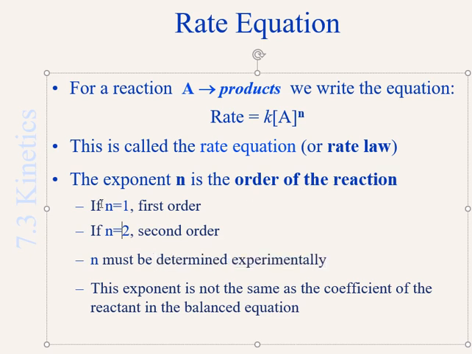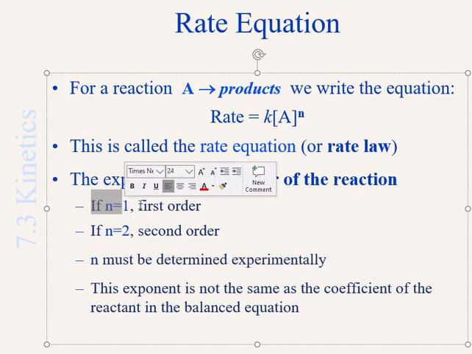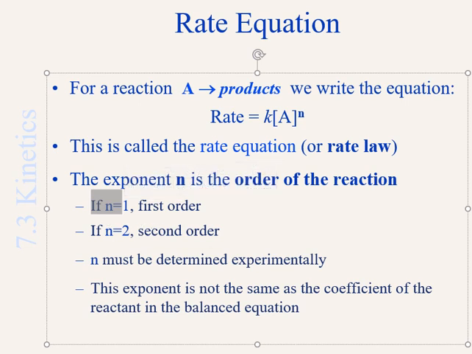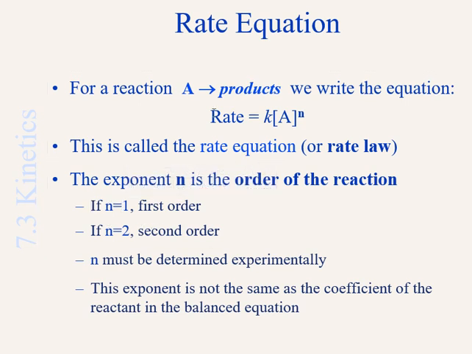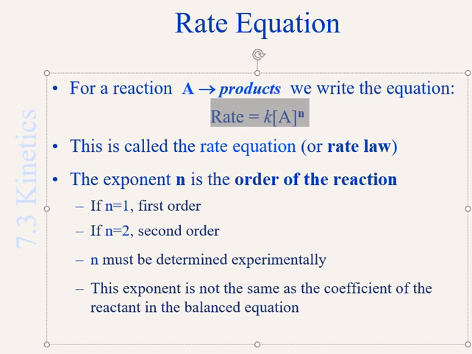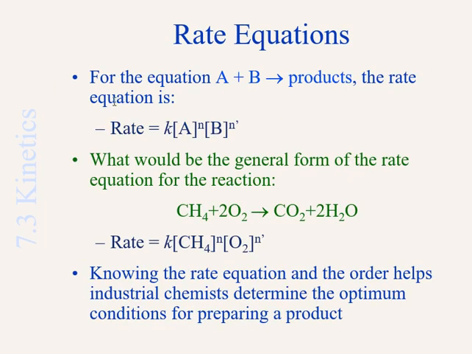Now, if the value of n equals 1, we say it's first order. If the value of n equals 2, we say it's second order. So this is the generic form of a rate equation. But if you have more than one reactant, it's likely that the other reactant also shows up in the rate equation. It's not necessary for it to show up, but it may show up.